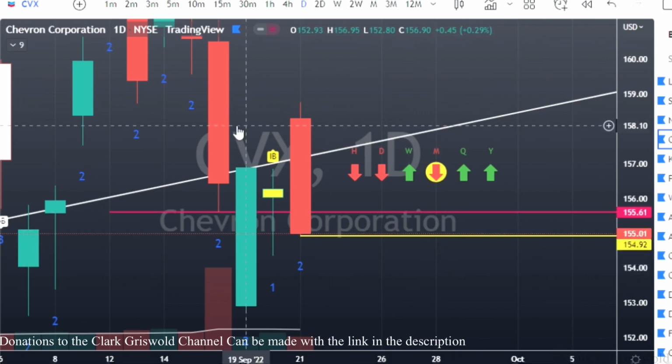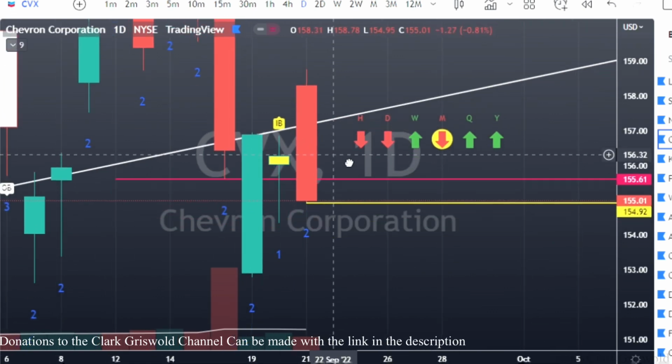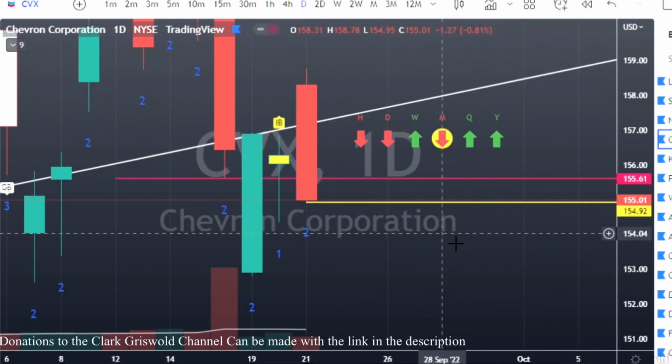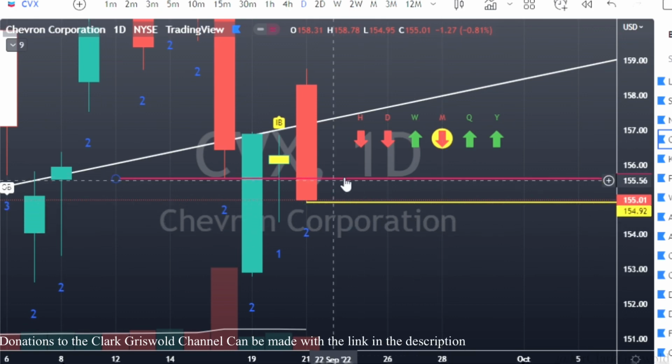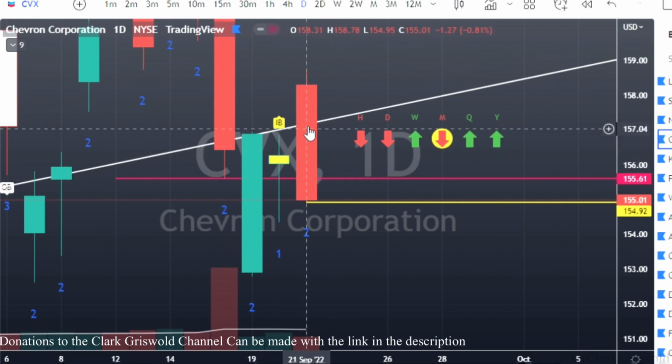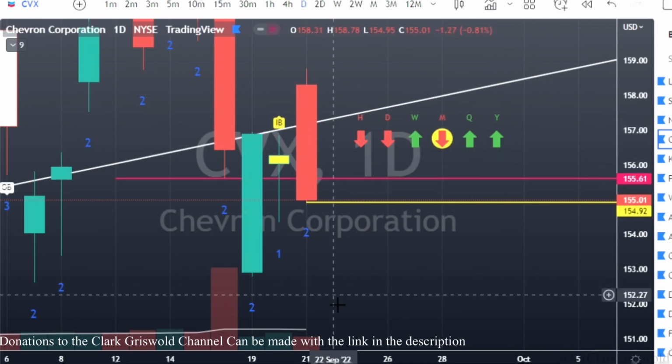So CVX, 2 up, finished red. We're going to look for puts on this thing at 154.92. We're already 2 down on the week. I know that because this pink line represents my trigger for the weekly. So we've got a 1, 2 up, 2 down reversal is what we're looking for.